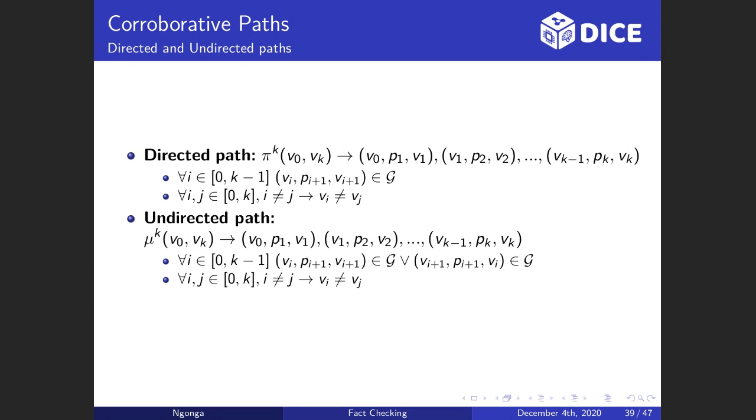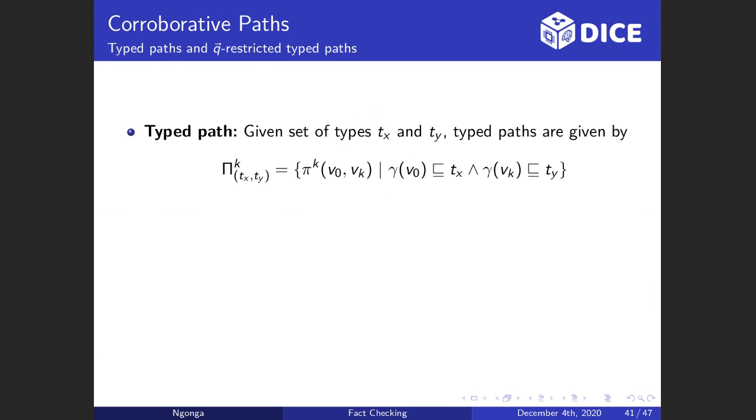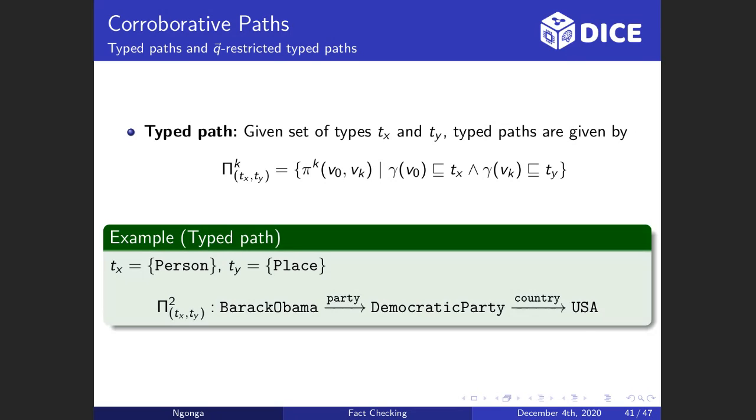Those are paths in the knowledge graph, exactly like you would expect from knowledge graph theory. So a directed path between Barack Obama and USA would be something like Barack Obama, birthplace Hawaii, Hawaii, country USA. You can also have an undirected path between Barack Obama and USA, where Barack Obama is an alumni of Greenwich High School and the country of Greenwich High School is USA. Pretty straightforward, nothing particularly fancy here. We, however, can go further and define typed paths. And a typed path is as follows.